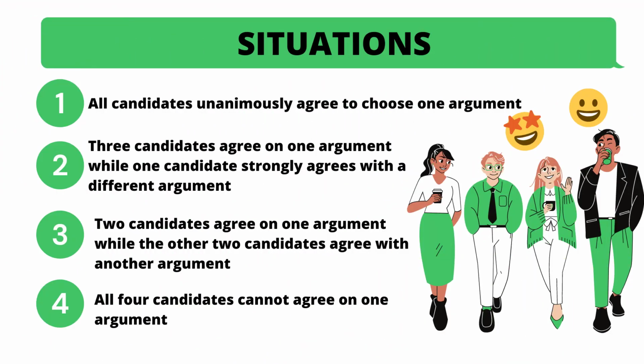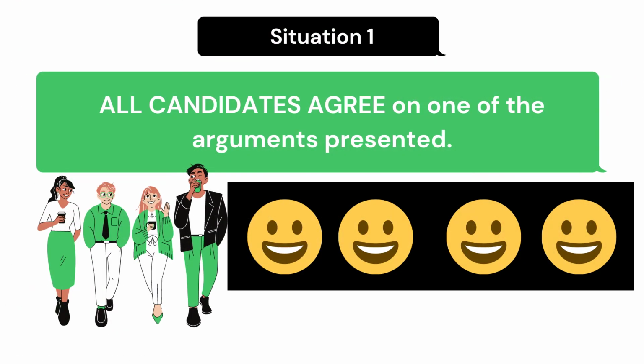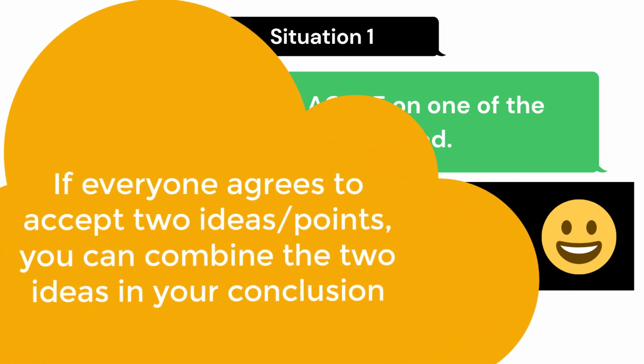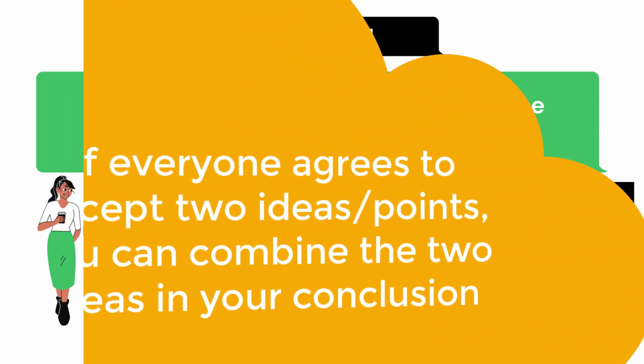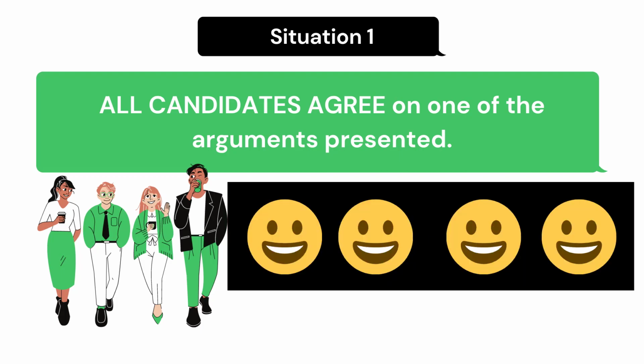For closing a discussion, your group will fall into one of these situations. Situation 1. All candidates unanimously agree on the ideas presented. Example: in conclusion, all of us agree that Pomodoro and Eisenhower techniques are great when they are blended together, as they help us to completely focus on urgent and important tasks. Thank you for a fruitful and interesting discussion.